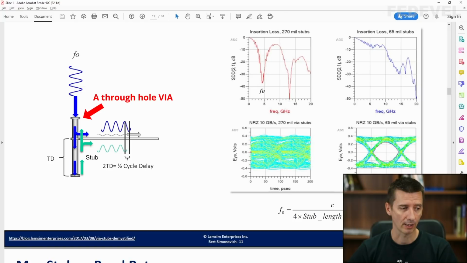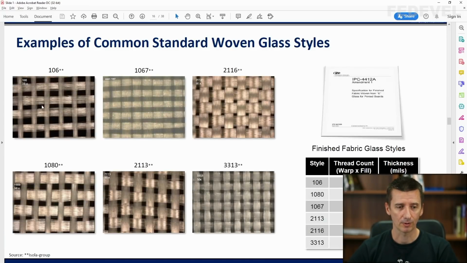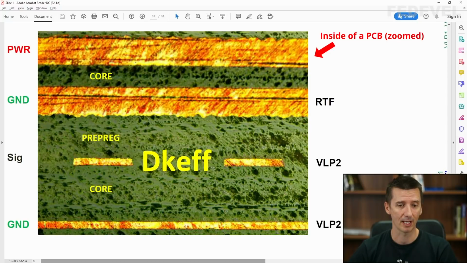Or maybe you read some articles that also the structure of the fiberglass inside of the prepreg or core can influence the quality of the signals on your PCB. Or maybe you read also the articles about copper roughness. You know, the surface of the copper is not always completely flat. Sometimes there are these small bumps, and they can influence the quality of the signals in your PCBs.